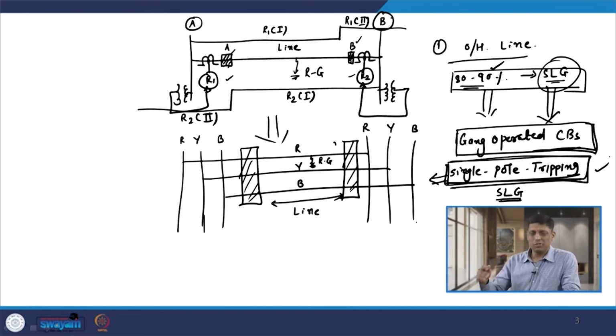So, we have to use some other philosophy, or we have to modify the conventional philosophy of the distance relaying scheme, so that we can utilize the single pole tripping facility. So, that is the one thing.